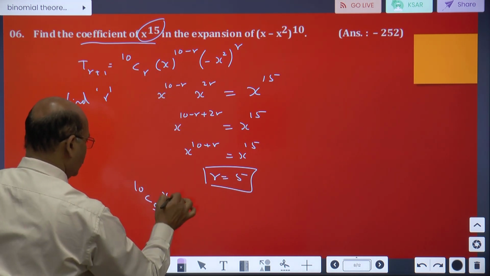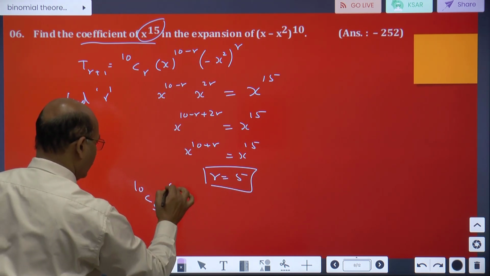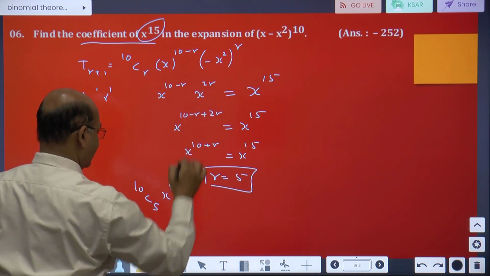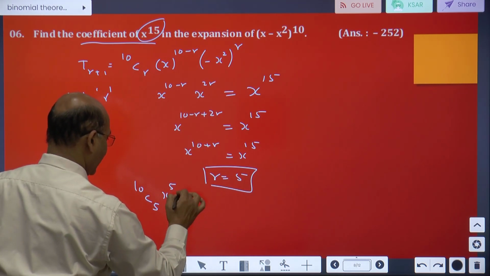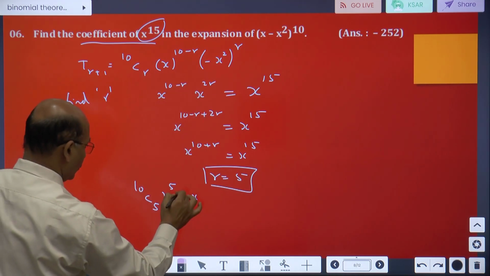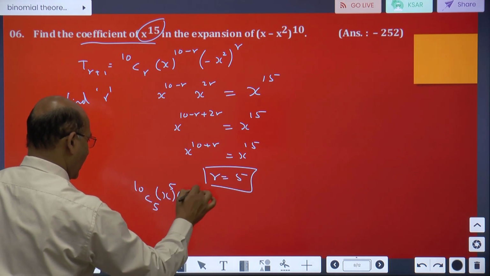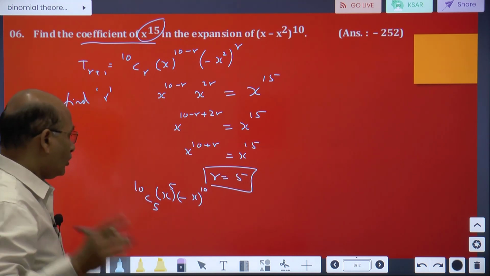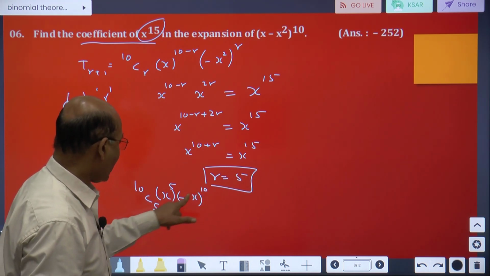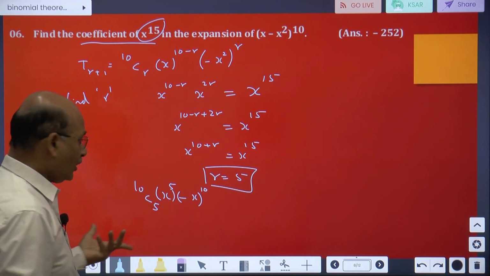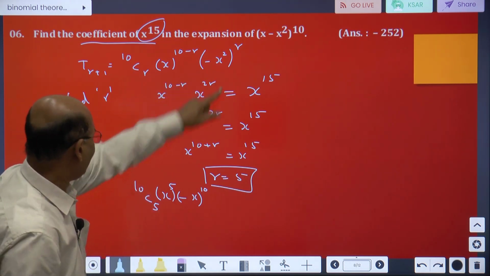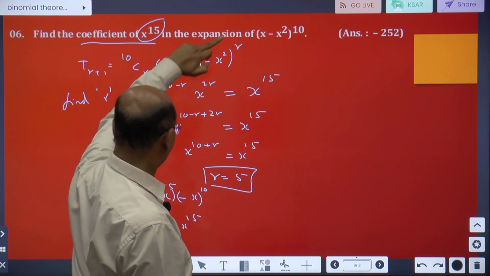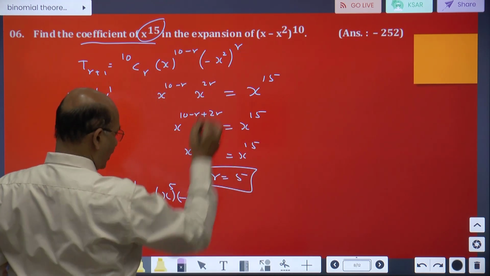x raised to, this will be 10 minus 5, this will be minus of, this will be nothing but x raised to, this into x raised to 10. Getting it? So minus raised to an odd number will be negative. I think if you see there is no other number, only 10C5 minus raised to, yes, sorry, minus raised to an odd number will be minus only.